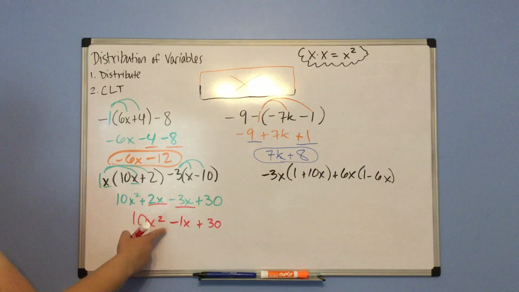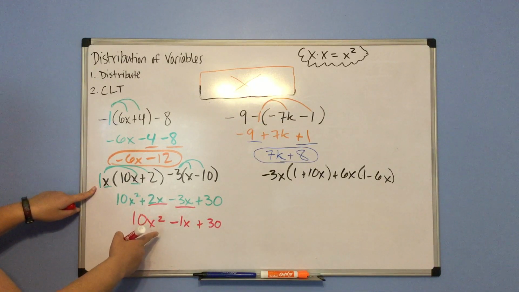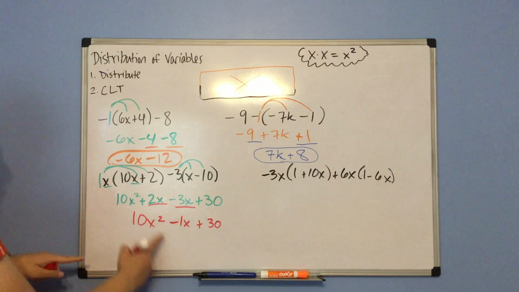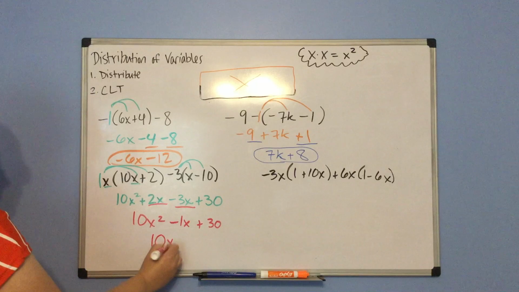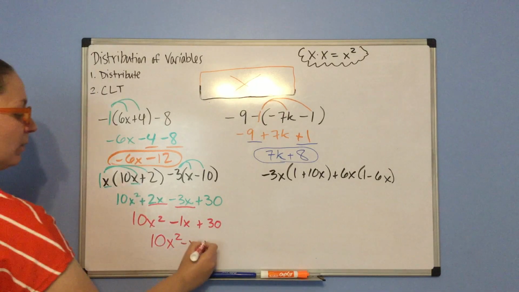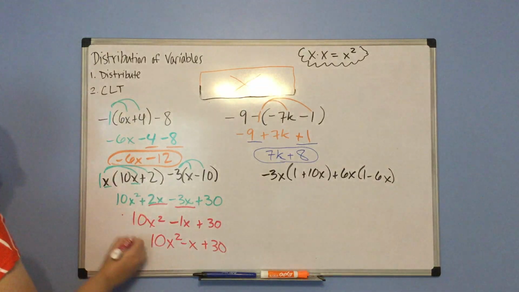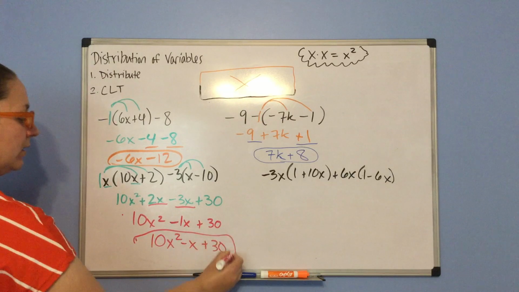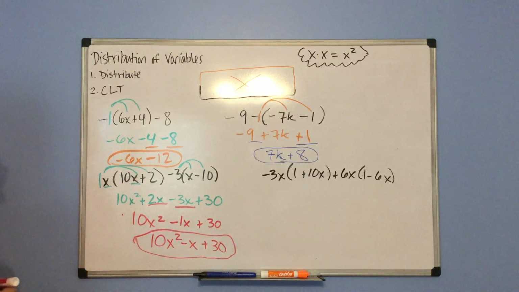Or when you have a 1 in front of a variable, you don't have to write that 1. And if it's a -1, you don't have to write the 1 part. Another good way to write this final answer would be 10x squared, and then just -x here in the middle, plus 30. Either of those two things are perfectly good for a final answer, but this one is probably the one that's the most formally correct.